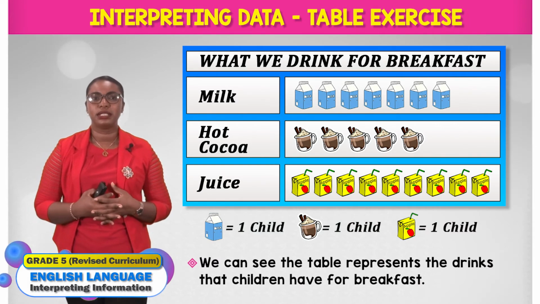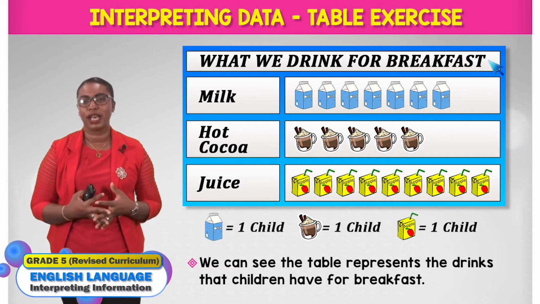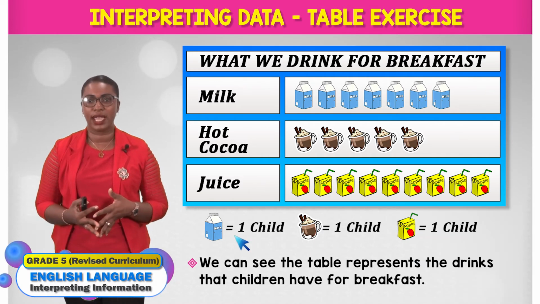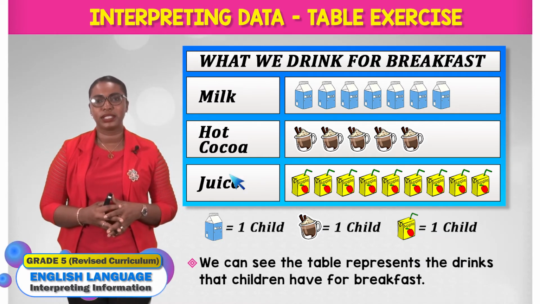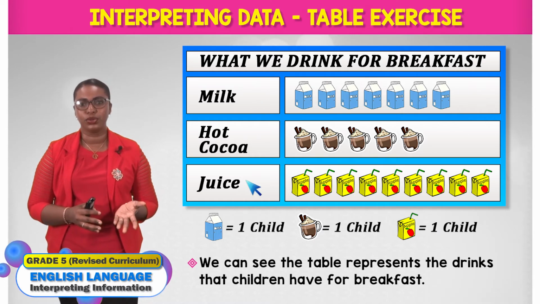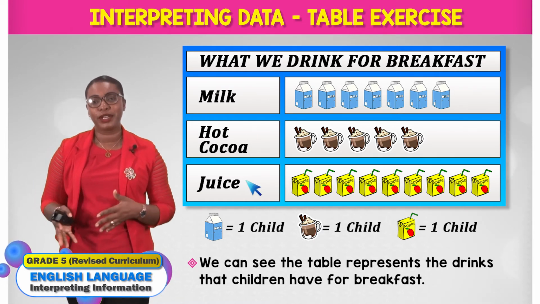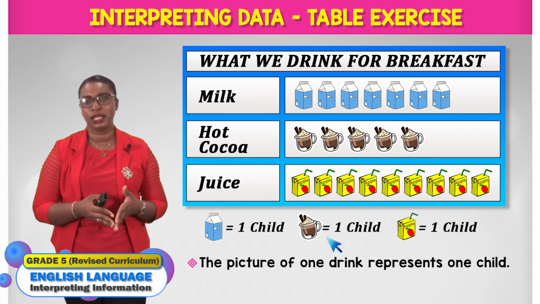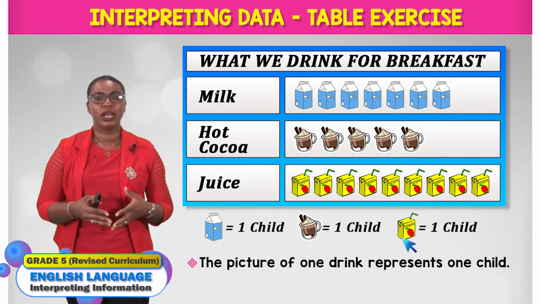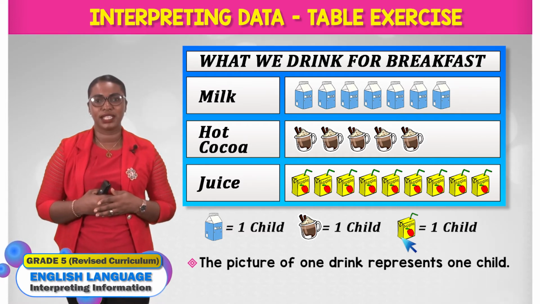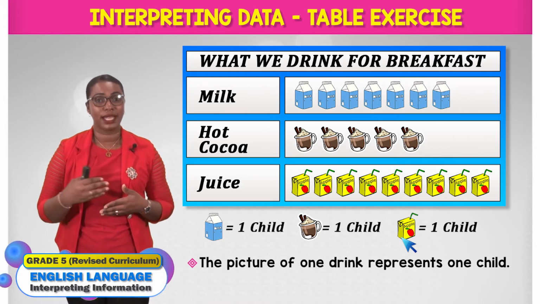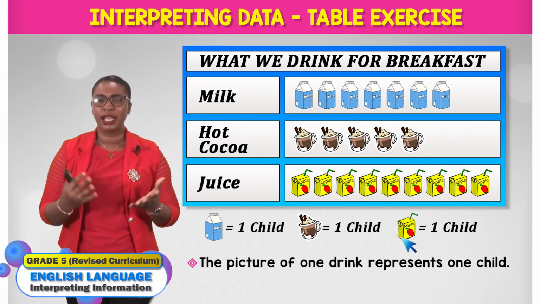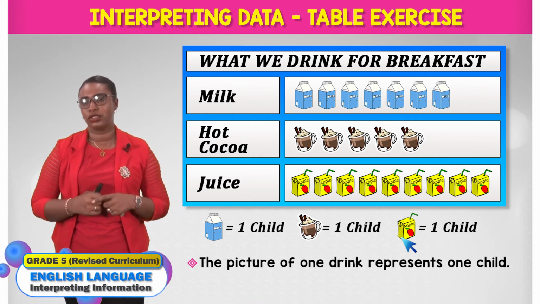As you can see, the table represents drinks that children have for breakfast. The picture of one drink represents one child. You will also see the drinks: milk, hot cocoa, and juice. Each is represented by a different symbol, but it shows you that each symbol is equivalent to one child. Now, did the chart in itself say in a sentence, so many children like milk or so many children like hot cocoa? No, it didn't. Let's look at the questions and see if we can interpret the data.